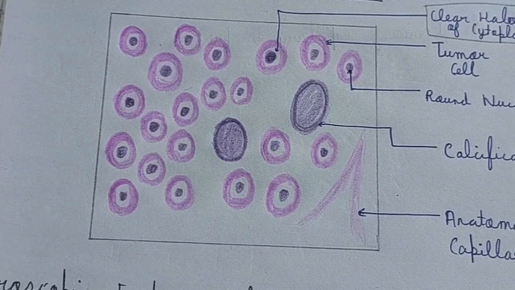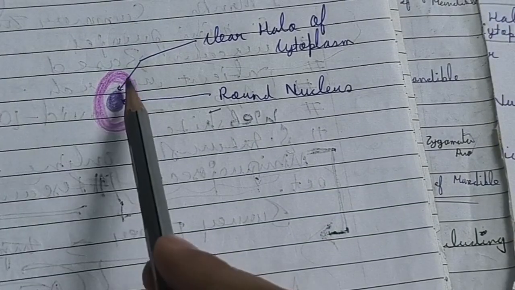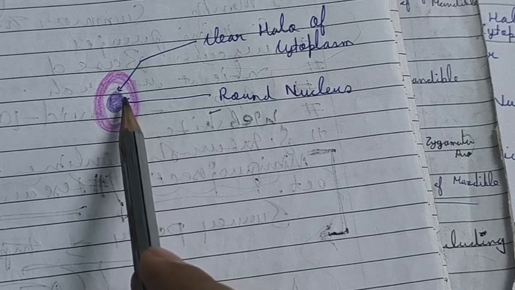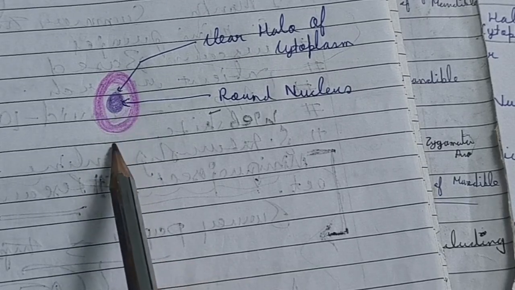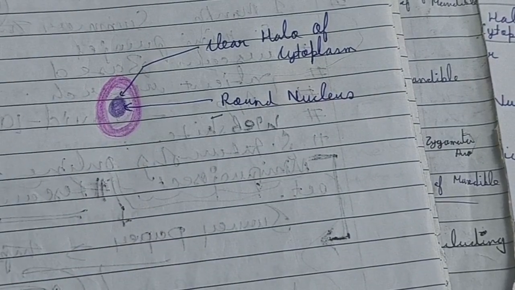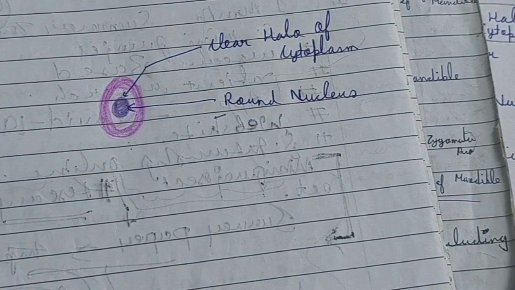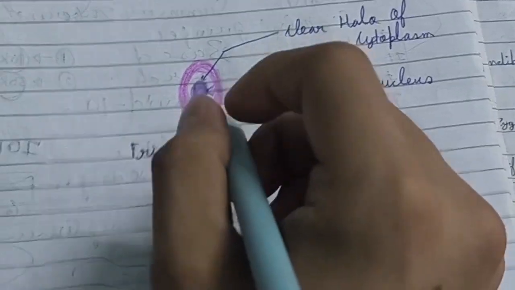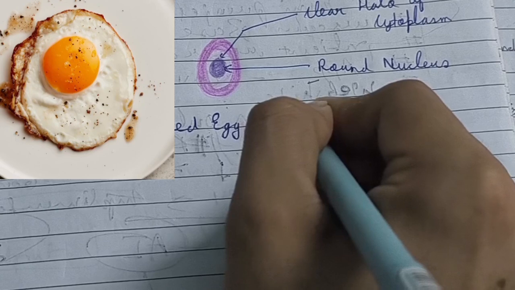All these are the structures. Now one thing that you can notice is that this tumor cell has a round nucleus and a clear halo of cytoplasm, similar to fried egg colonies. So the appearance of the tumor cell in oligodendroglioma is also known as fried egg appearance. Why fried egg appearance?